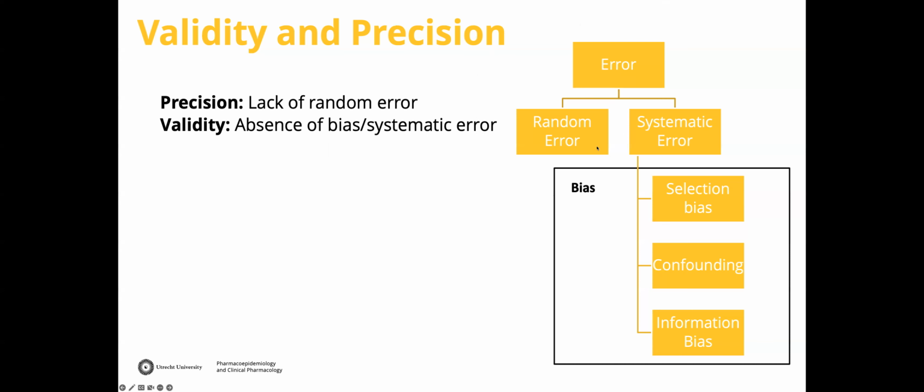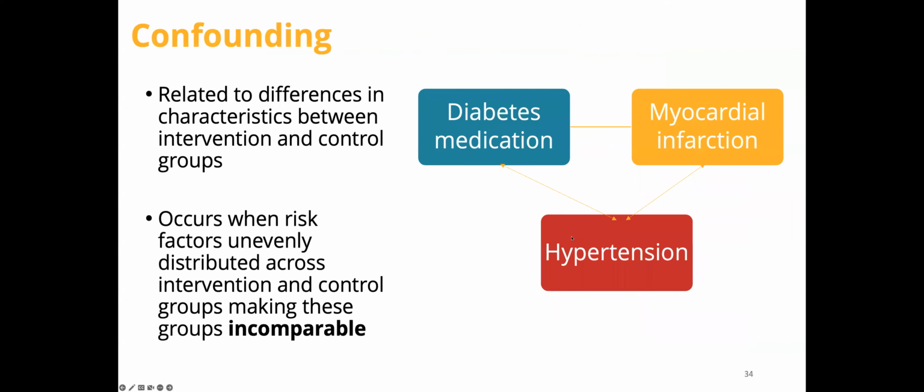And in the next few slides, we're going to really focus on systematic error. Systematic error is also called bias in a study. And bias is made up of three separate systematic errors called selection bias, confounding, and information bias. I'm going to go into each of these three biases right now in a little bit more detail. So the first bias we're going to talk about is confounding.